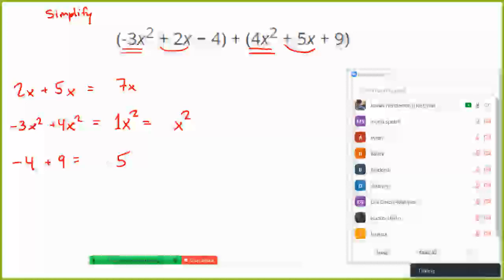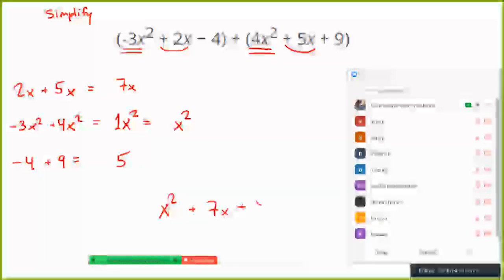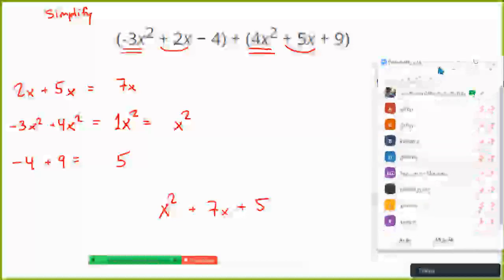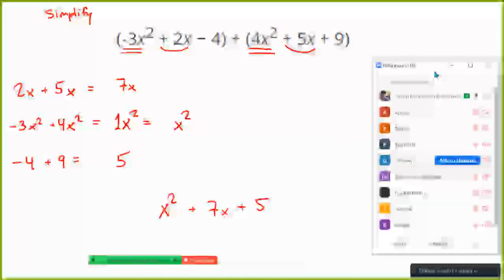Very good. Thank you. So if we put all of these together for our polynomial answer, we'll have x squared plus 7x plus 5. Awesome. Any questions on this problem before we try another one?